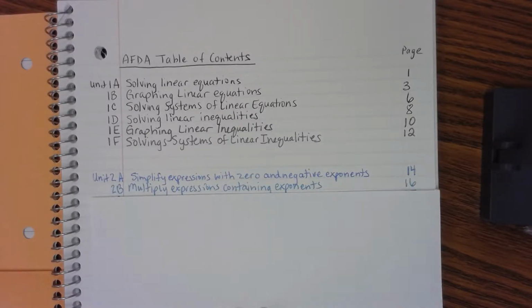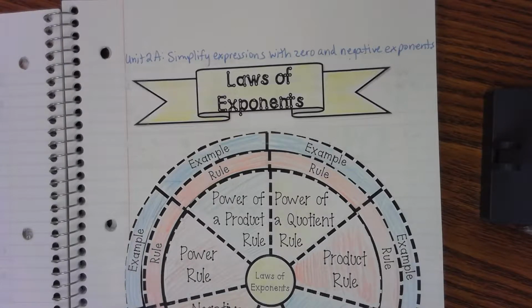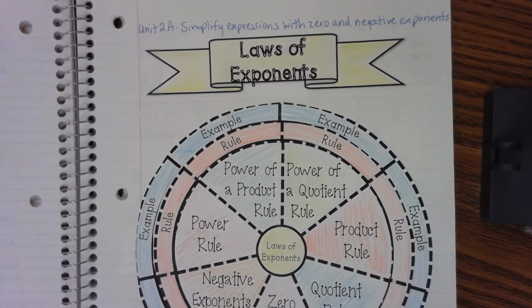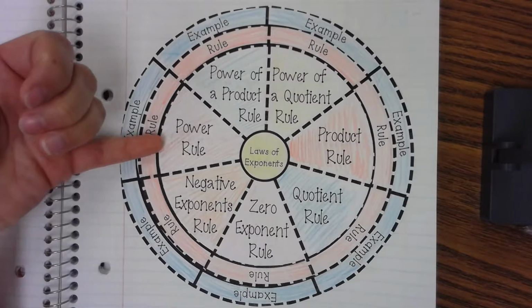Today we are going to be talking about lesson 2B, multiplying expressions containing exponents. Mine is going to start on page 16. But before we get there, I want to remind you of our tool that we made last class, where we created our circle that allows us to take a look at the different rules. Today we're going to talk about the power rule.